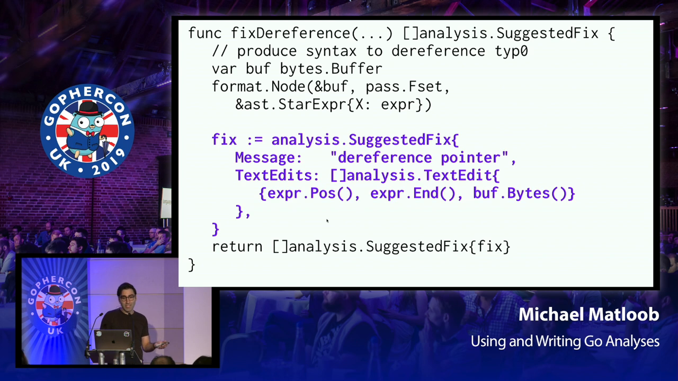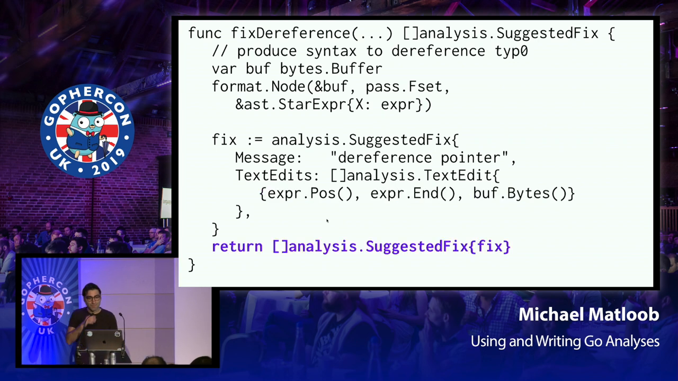And now we have this replacement code, so we have to put it into a suggested fix. We have a message. So in that thing that I clicked that you couldn't see earlier, it said dereference pointer. That's a message over here. Then we have text edits. These are the actual code replacements that we're going to do. And we're going to replace the code that's in the range of the expression. So the pos and end are the offsets in the file that we're replacing, and we're replacing it with the literal bytes that we have in our buffer, which represent the starred expression, the dereferencing. Finally, we'll return the fixes, which there's just one in the function.